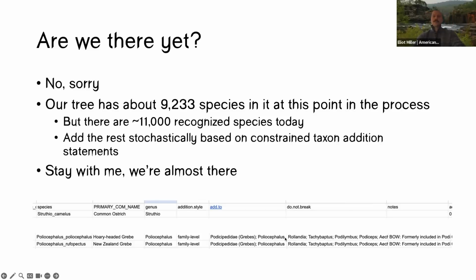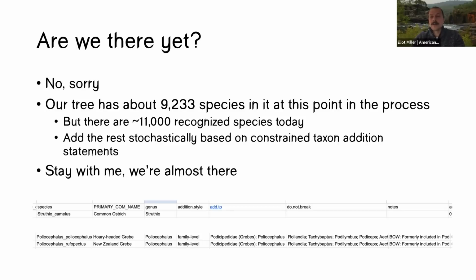And I'm going to show you a glimpse of a tricky addition, which is how we add in the two members of the Poliocephalus genus. These two grebes aren't in any phylogeny that I've seen. If you know of one, please point it out. So I had to figure out where to add them.